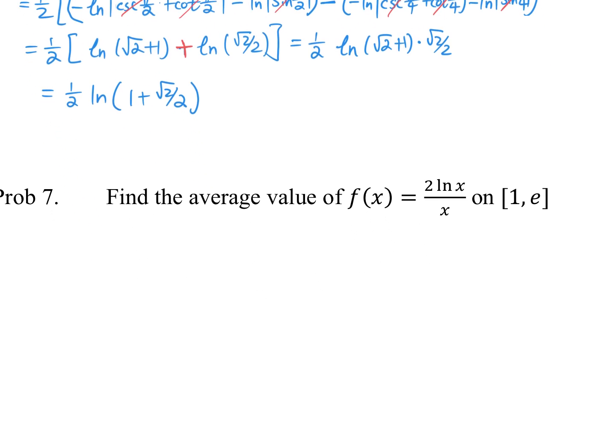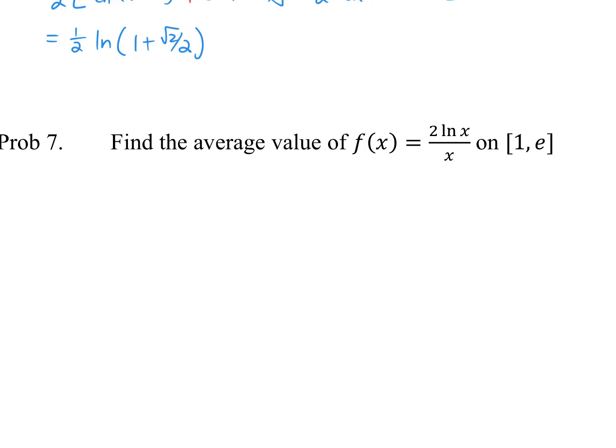Lastly, let's do another application here. Find the average value of this function. The formula for the average value is 1 over b minus a. This is your a, this is b. So e minus 1. And you have to integrate from 1 to e, 2 ln x over x dx.